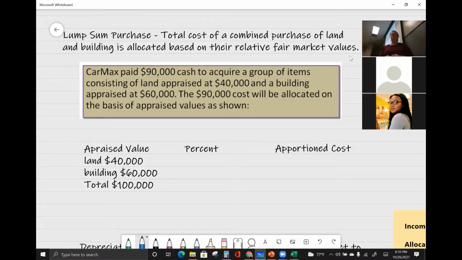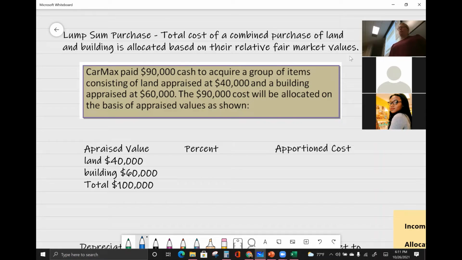So I want to go through an example real quick with that. CarMax paid $90,000 cash to acquire a group of items. So we pay one price, $90,000. We know that that's our cash that's going out. It tells us that we have land that's appraised, which is the fair market value, at $40,000, and a building appraised at $60,000. So notice that the appraisal is for $100,000. I broke it out for you. The appraised value is $100,000, but we're only paying $90,000.